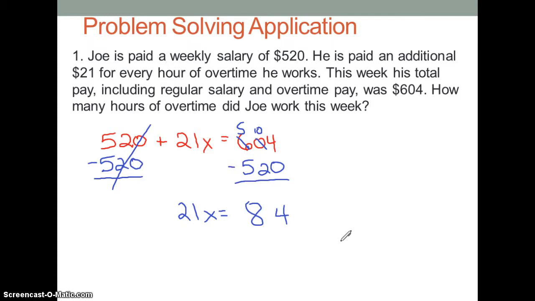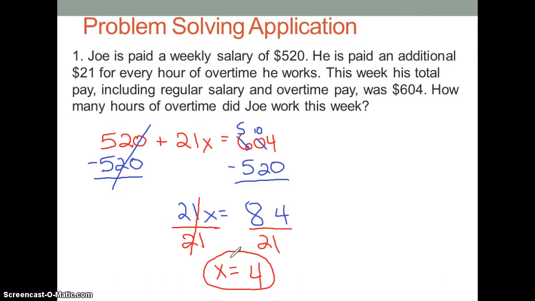And remember the second step, undo the coefficient. Since this says 21 times x, you undo it by dividing by 21 on both sides. So the 21's cancel out, and I'm left with just an x. And over here, when you divide 84 by 21, you get 4. So your answer would be 4. So again, your steps. Step 1, undo the constant by doing the opposite. Step 2, undo the coefficient by doing the opposite. And you have your answer.